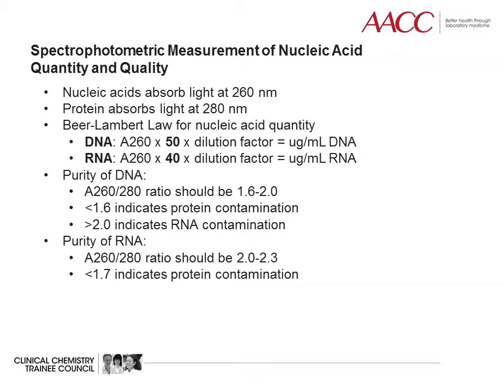The purity of DNA should have an A260 to 280 ratio of 1.6 to 2.0. If this ratio is less than 1.6, then that indicates protein contamination, whereas a ratio of greater than 2.0 indicates RNA contamination. RNA is a little more forgiving and can have a higher A260 to 280 ratio in the range of 2.0 to 2.4, with a ratio of less than 1.7 indicating protein contamination.